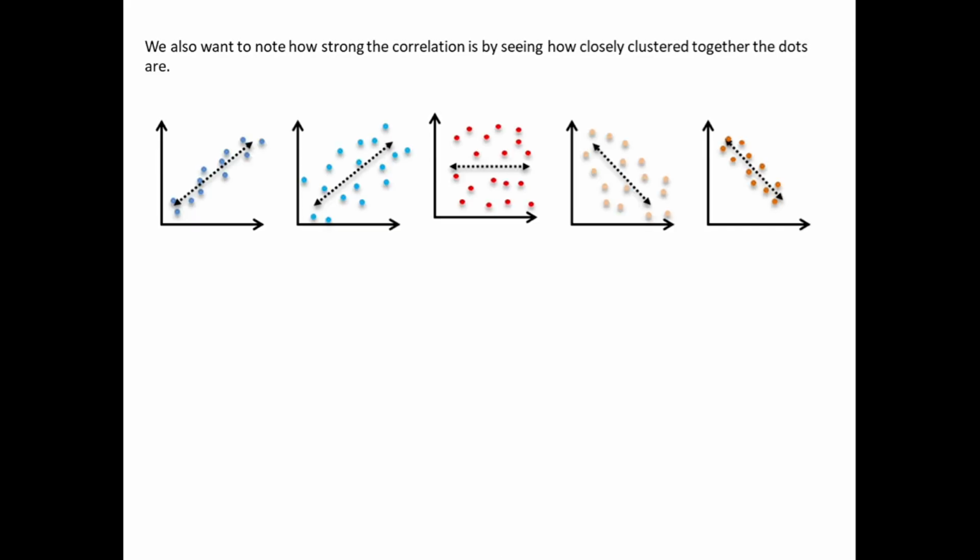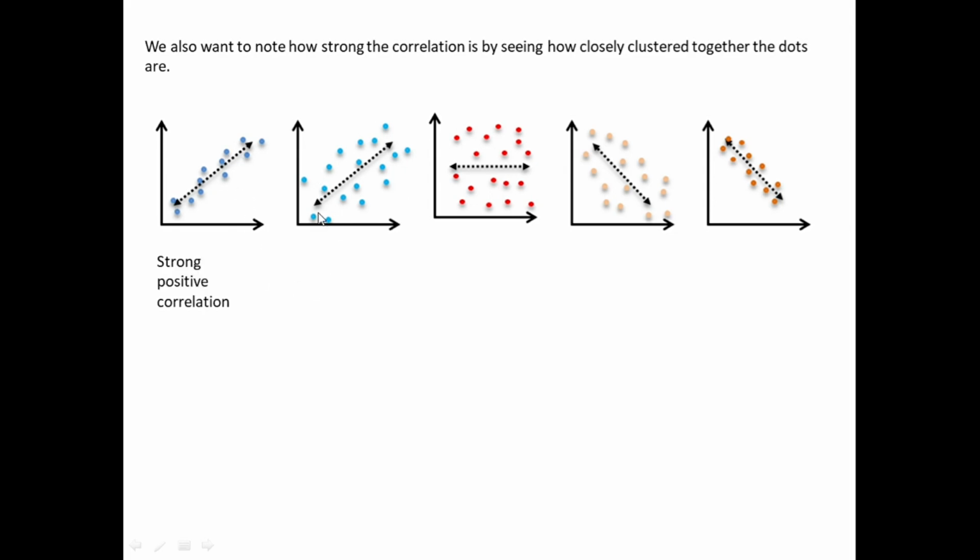We also want to see how strong the correlation is. We don't only want to see whether it's positive or negative or whether it's linear or non-linear. We want to see how strong the correlation is. And we do this by looking at how closely clustered together all the dots are. So here are various scatter plots. You can see in this first scatter plot, it's clearly a positive correlation because it's forming a line with a positive gradient. And you can see that the dots are all quite closely clustered onto this line. That we would call a strong positive correlation.